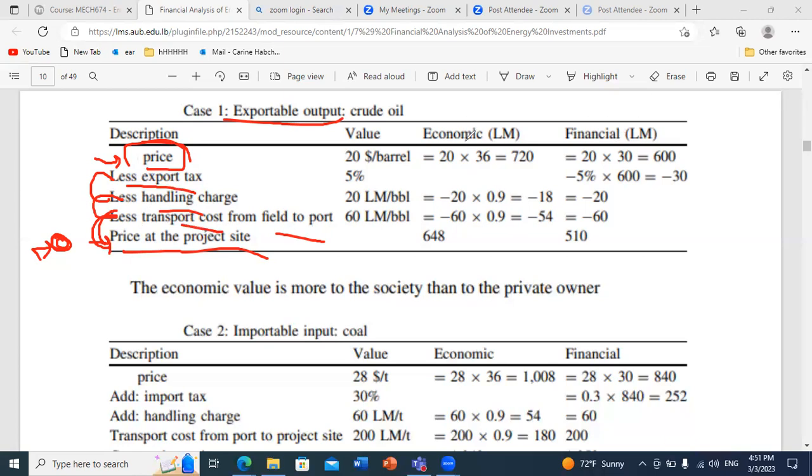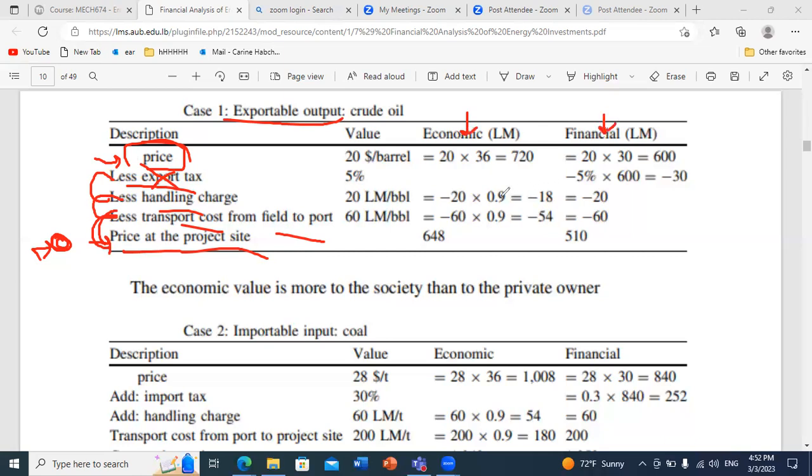And in case we are doing economic analysis, we don't consider the taxes, we just subtract the handling and transport charge. Okay? Now, the handling and transport charge are not the same for the economic and financial analysis because, as we mentioned, a part of this charge will go to society. So we consider that it's a benefit for society. Any benefit for the society is considered as a benefit in the economic analysis, but is not considered as a benefit in the financial analysis.